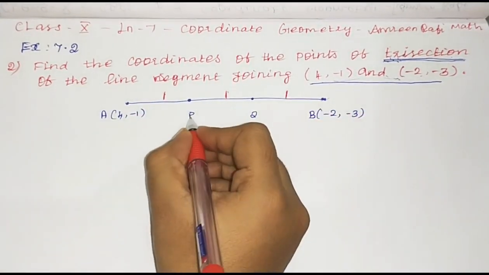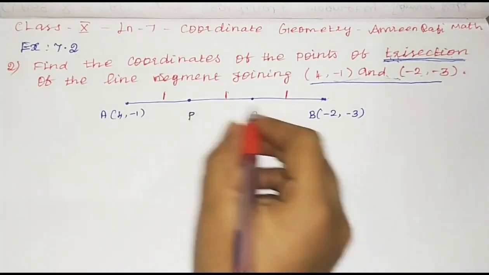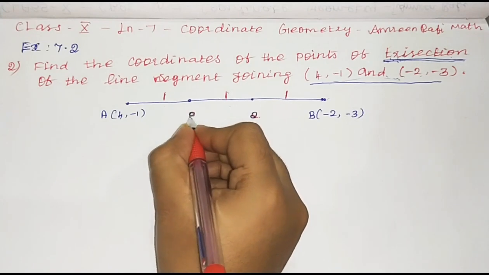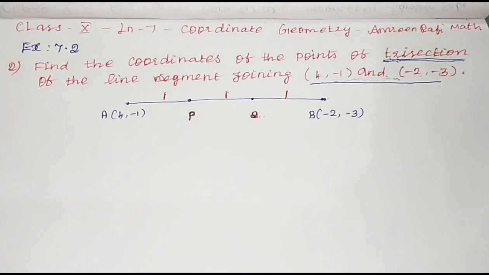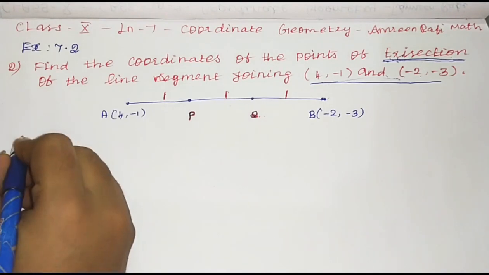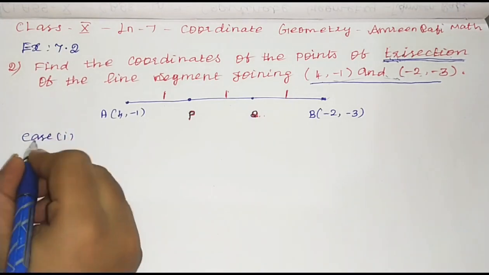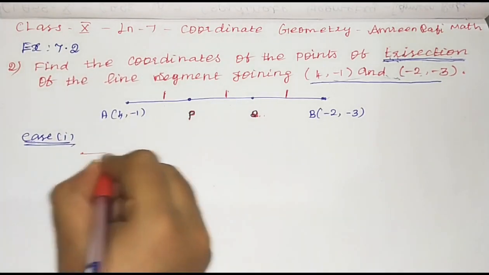So we have to find out P, after that Q. So we can consider 2 cases. In the first case we find the P value. In the second case we find the Q value. So case 1, in case 1 we have to find out the P value. For that again I am drawing the diagram.